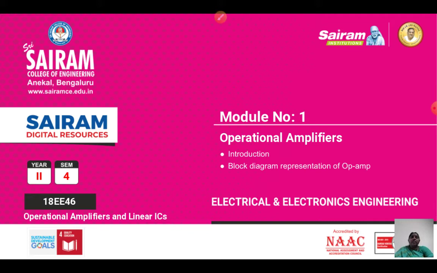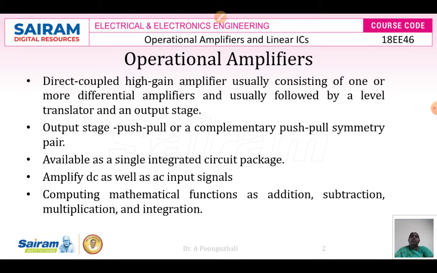So first we will see the block diagram representation of an operational amplifier and the basic definition of your operational amplifier. So operational amplifier, generally we can define that it is nothing but a direct coupled high gain amplifier where it is going to consist of one or more differential amplifiers, followed by a level translator and an output stage.